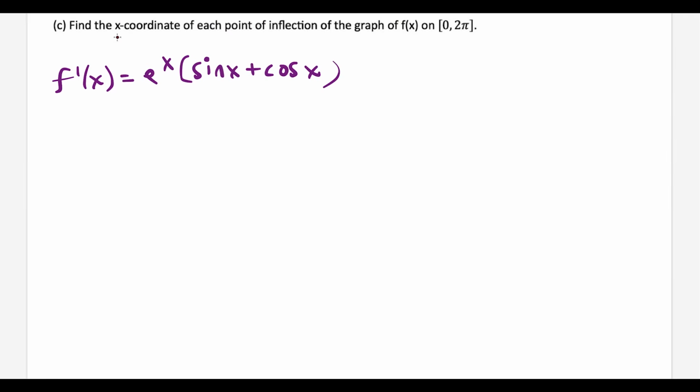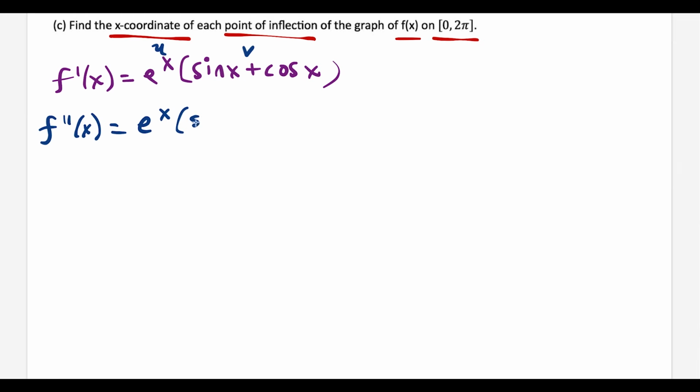So for the last part here, we're finding the x-coordinate of each point of inflection of f of x on the interval from 0 to 2 pi. And I'm just going to borrow our first derivative from before, because for points of inflection, we want to find the second derivative. So for that, we're going to do the product rule here. So I'm going to call this our u term, and this is our v term. So we're doing u prime times v.